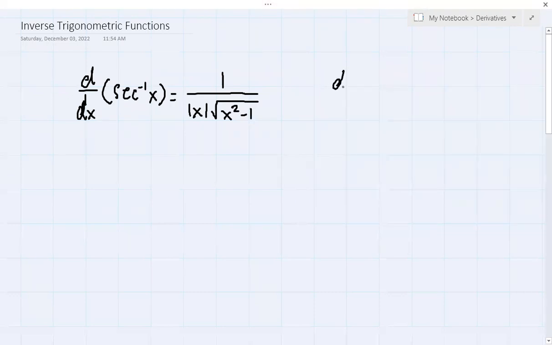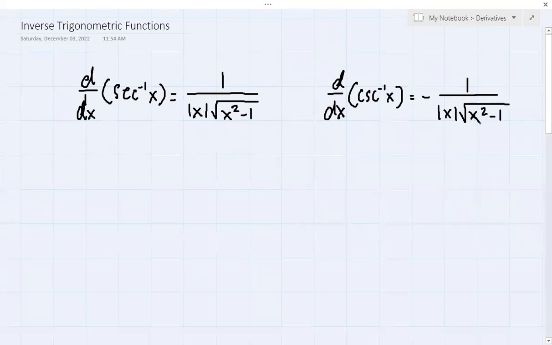Now, let's proceed sa cosecant. Okay? Ano naman ang derivative ng arc cosecant? So, in here, parehas lang sila ng secant, pero one difference. And you know it. Siya ang may negative sign. Okay? So, negative 1 all over the absolute value of x times the square root of x squared minus 1.